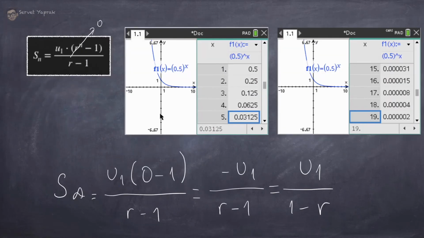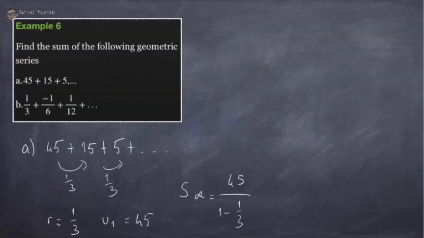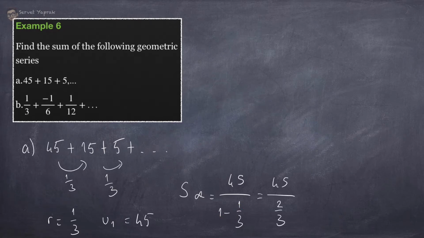Just quickly remember the formula, S infinity equals first term over 1 minus r. So first term 45, 1 minus 1/3. If we do the operations here, 45 over 2/3, and the result will be 68.5.